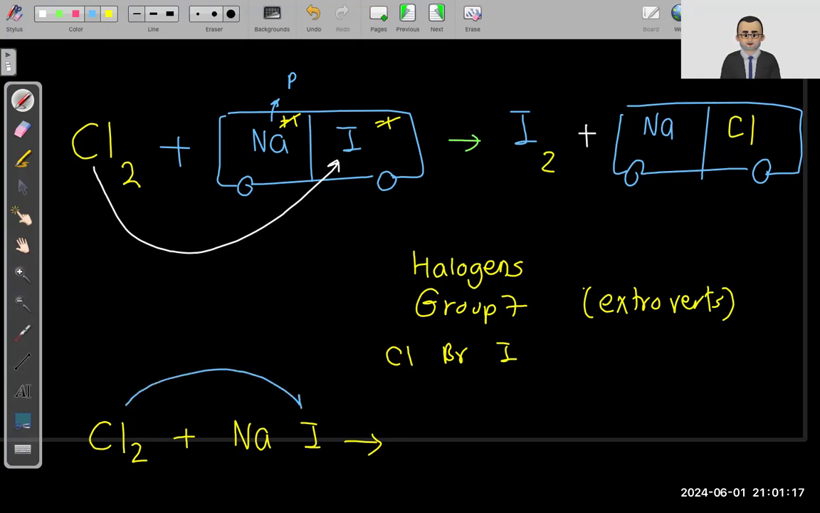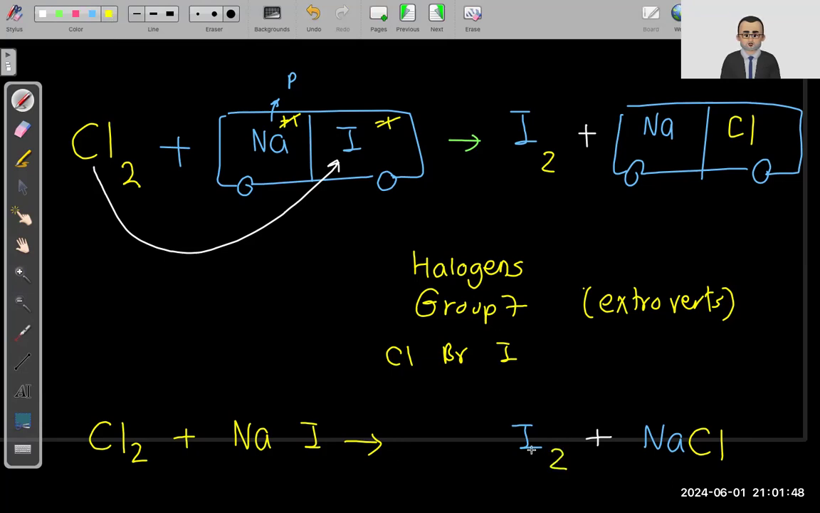Because Cl is more reactive than I, so it can kick it out. So what will be the product? The Na is just sitting here, and so let's write it in the same place. Na is just with the same colors even. So Na is just sitting here, Na, and then Cl. You don't need to write it as Cl2 anymore. And then what is kicked out? The I. The I should be now I2.